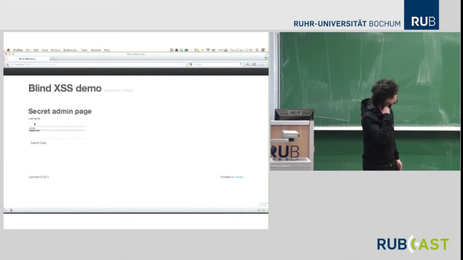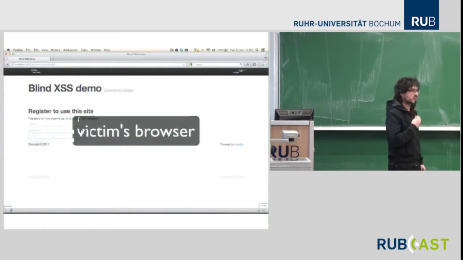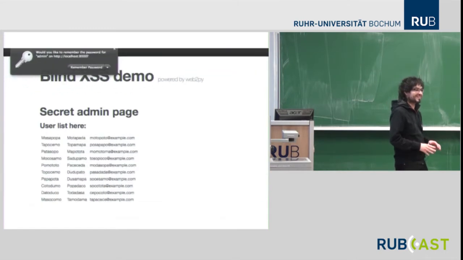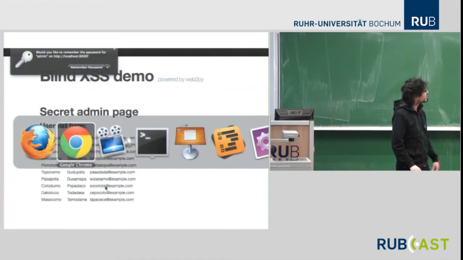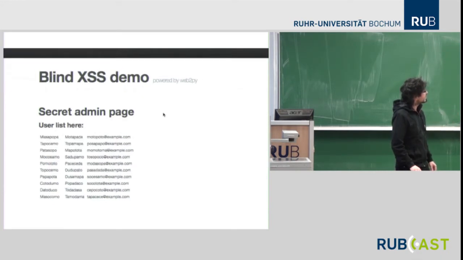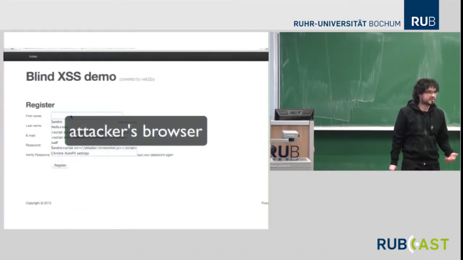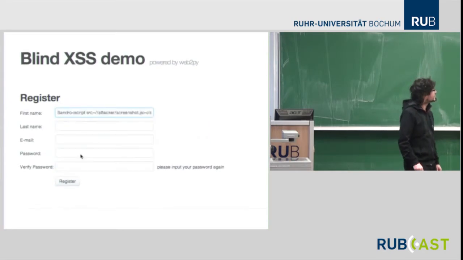And this is the administrator, the support, logging in if they get the password correct. It's very realistic. And the support can see the users that are registered. Now I'm going to use a different web browser, which represents the attacker. And the attacker then registers to the site, chooses his payload, in this case screenshot.js.